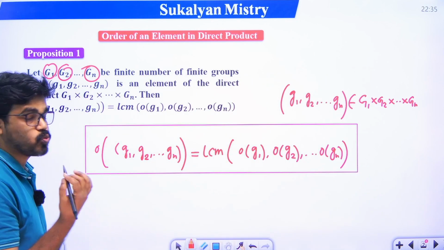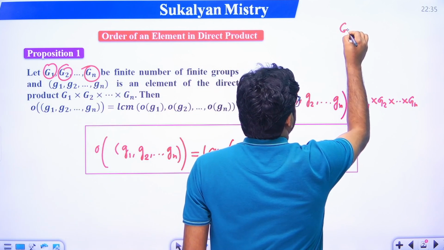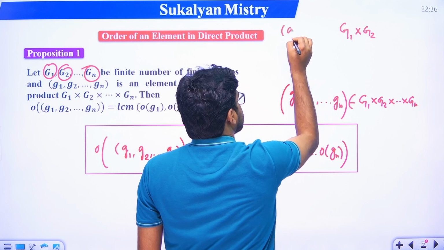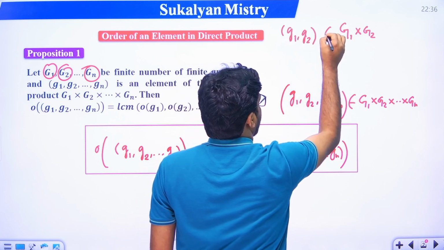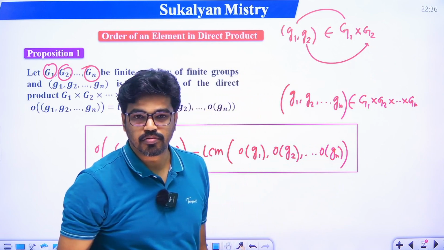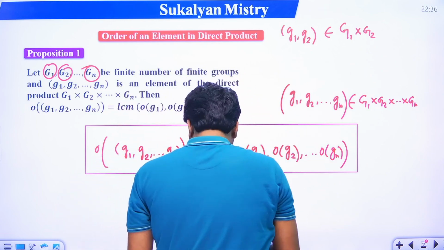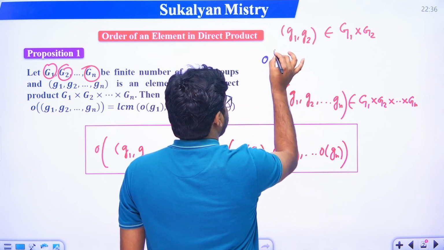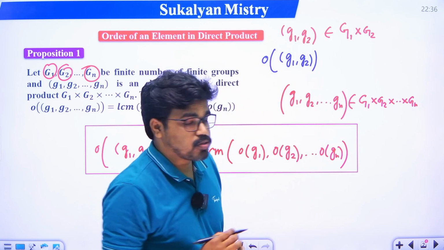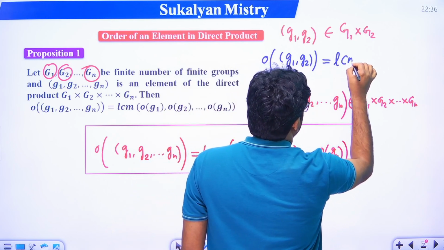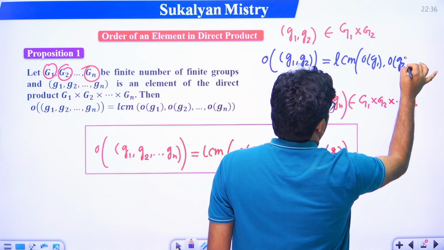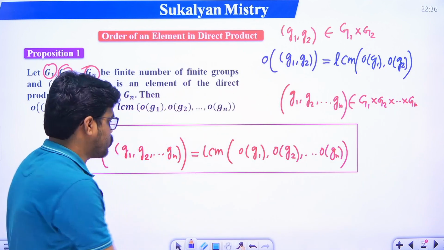So if we consider two groups, suppose G1 cross G2, we consider an element, suppose (g1, g2), so this belongs to G1 cross G2, where g1 belongs to G1 and g2 belongs to G2. So the order of this element (g1, g2) equals the LCM of order of g1, order of g2. So this is the formula. Okay, so this is the general formula basically.